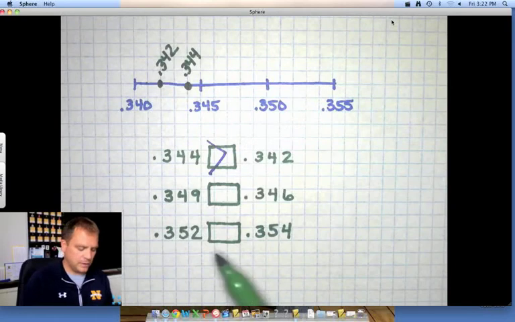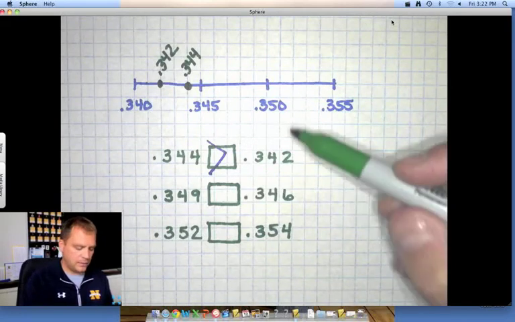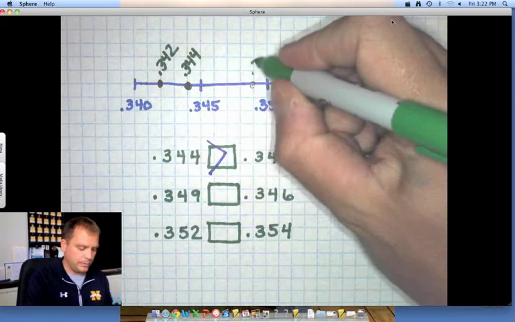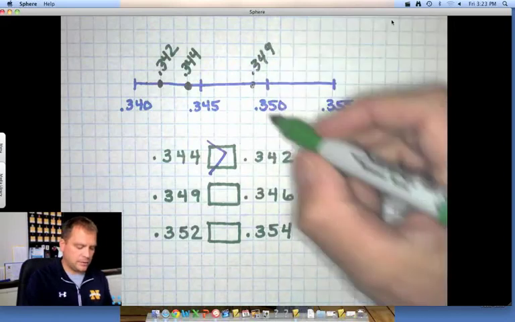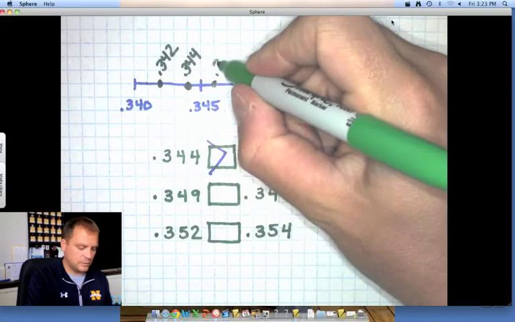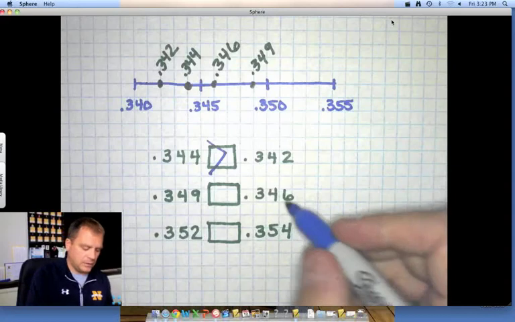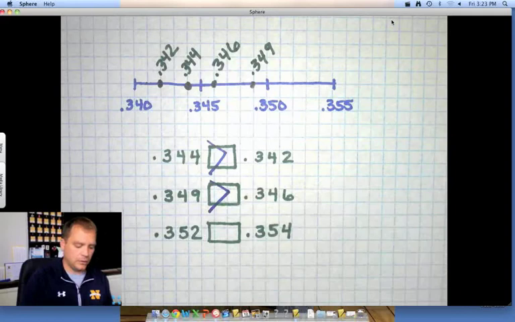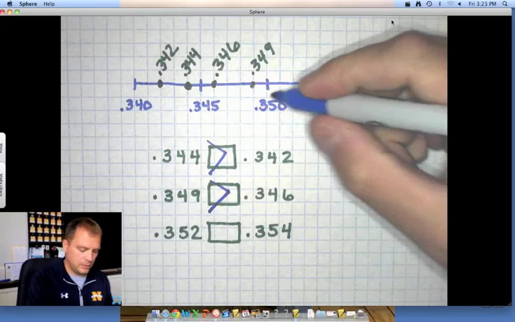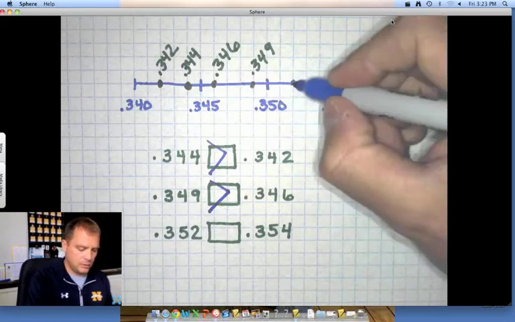Take a look at the next set of numbers. We have 349 thousandths, would appear here, and 346 thousandths would appear here. So looking at that number line, I know then that 346 thousandths is smaller than 349 thousandths. So 349 thousandths is greater than 346 thousandths. Next we have 352 thousandths.